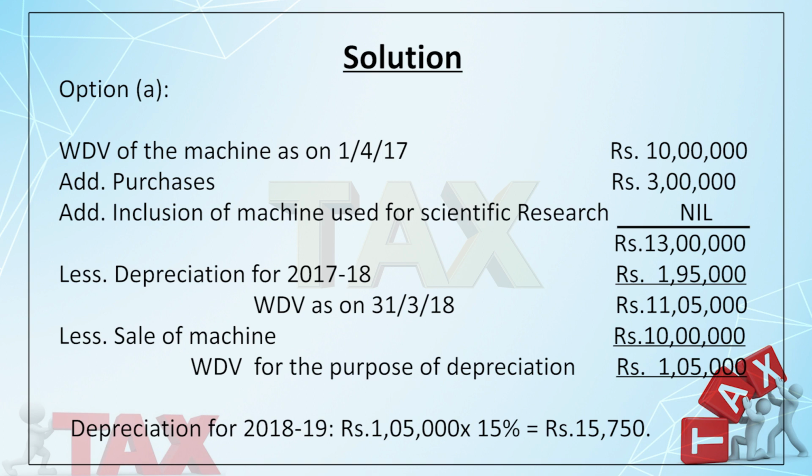Now in 18-19 you are to sell the machine for 10 lakhs. So I am deducting the sale value of the machine, 10 lakhs. That remains 1,05,000 as the WDV, on which the company can charge a depreciation at the rate of 15%, or 15,750. So technically you see there is no tax implication. You are selling an asset, but you are not paying a single paisa as tax. Moreover, you can charge depreciation, so that will reduce your profit.